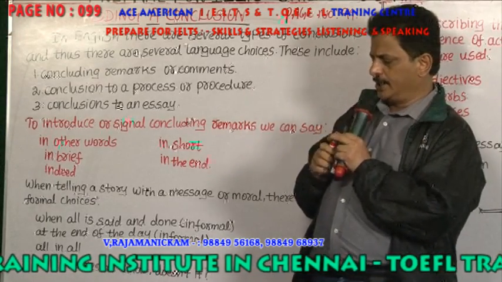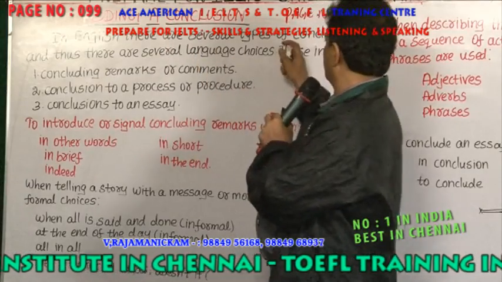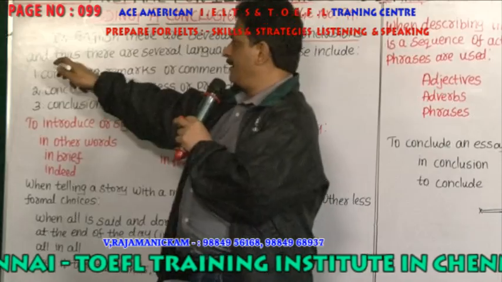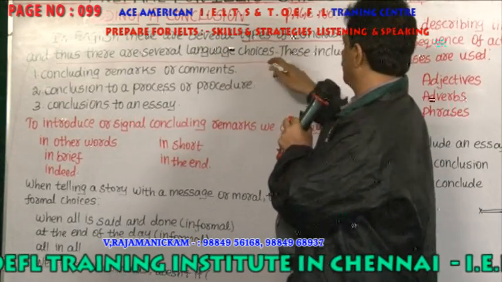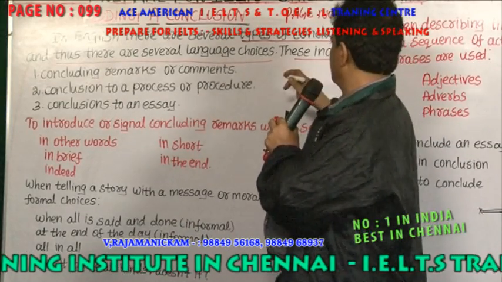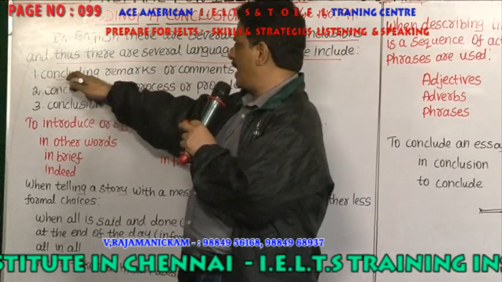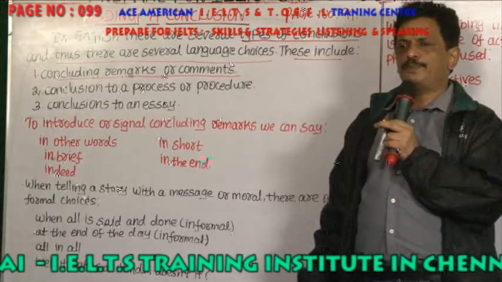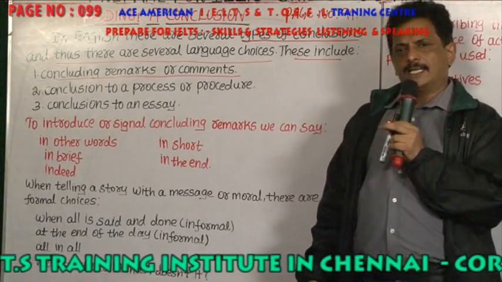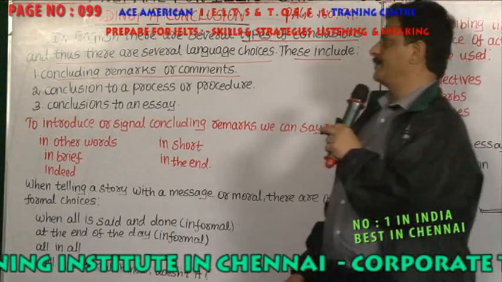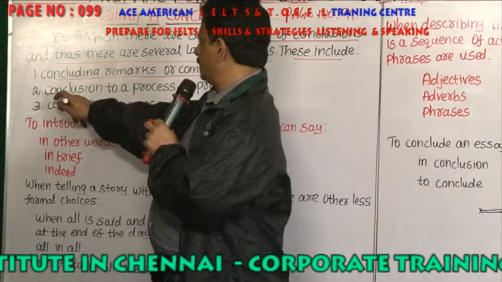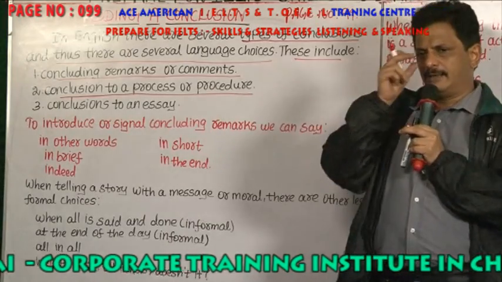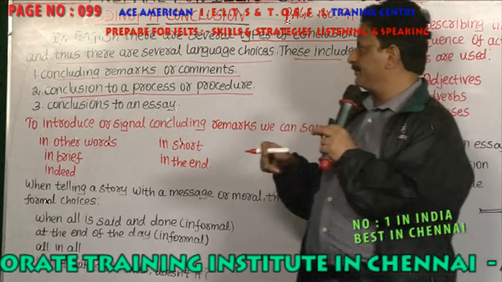In English, there are several types of conclusions, and thus there are several language choices. These include concluding remarks or comments, so at the end of your speech you are giving remarks or comments. Next, a conclusion to a process or a procedure: something is in process, and for that you are giving a conclusion.